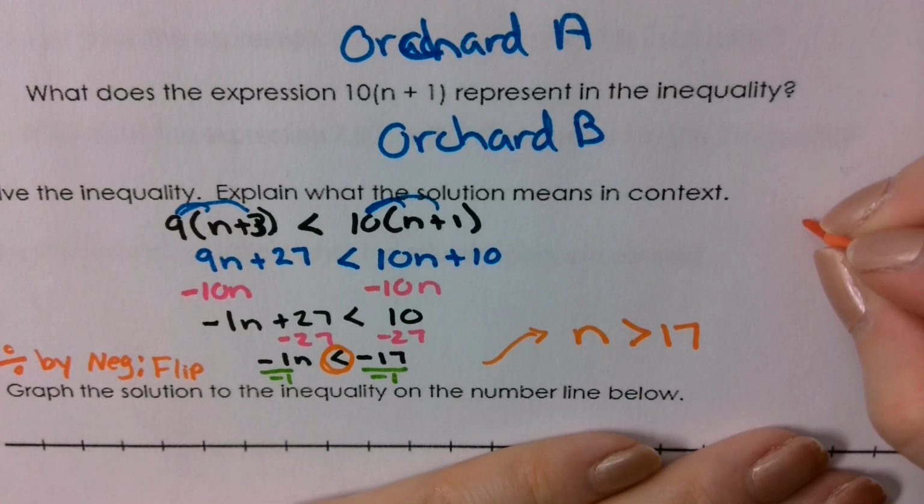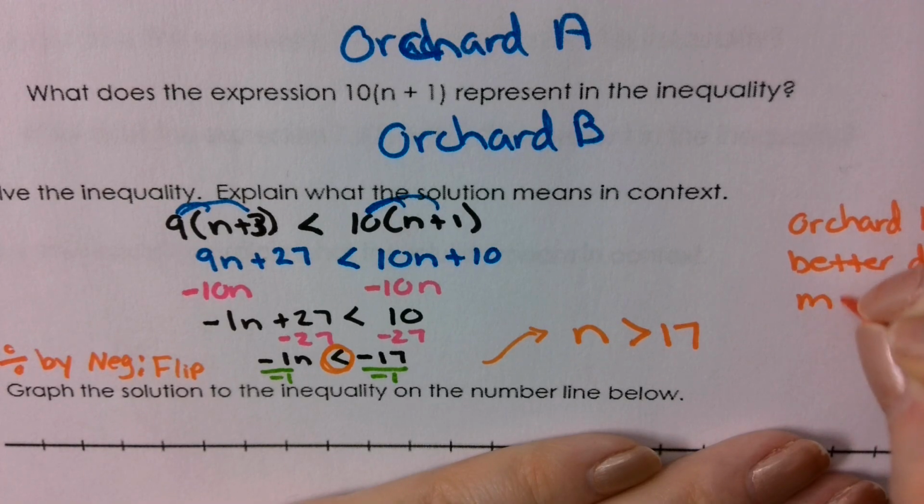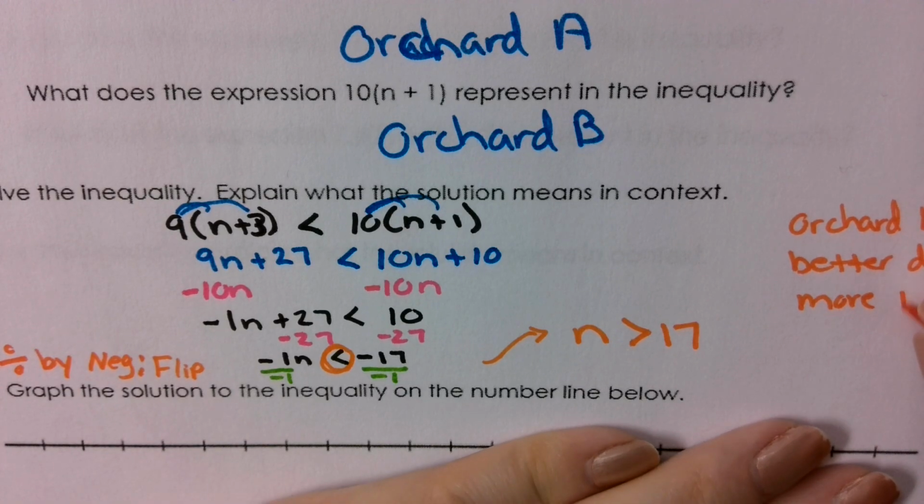Okay, Orchard A is the better deal if more than 17 students attend.